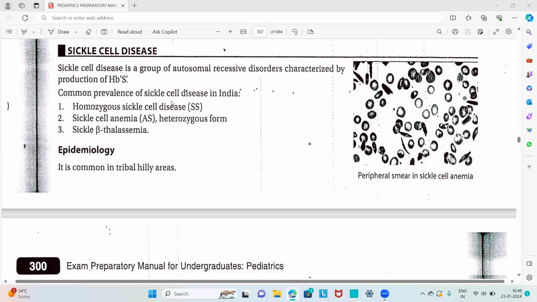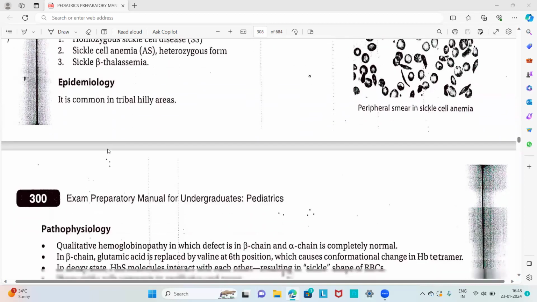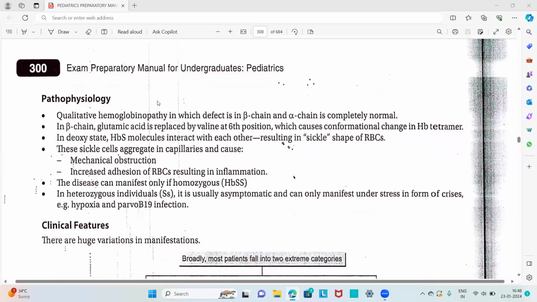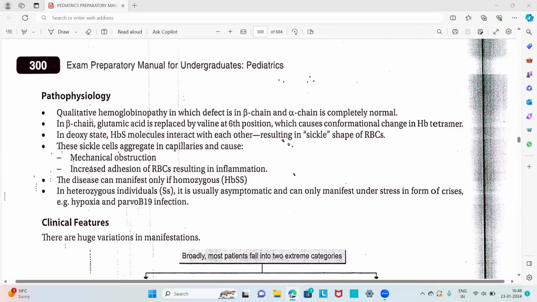The prevalence in India includes homozygous sickle cell disease, that is sickle cell anemia, the heterozygous form, and sickle beta thalassemia, as the epidemiology. It is usually common in the tribal hilly areas. And about the pathophysiology, sickle cell anemia is a qualitative hemoglobinopathy.